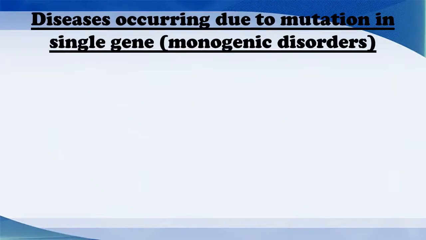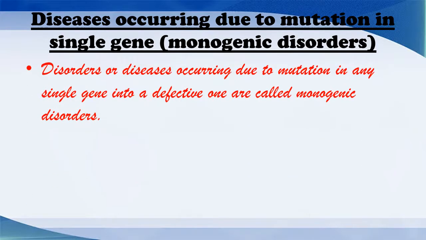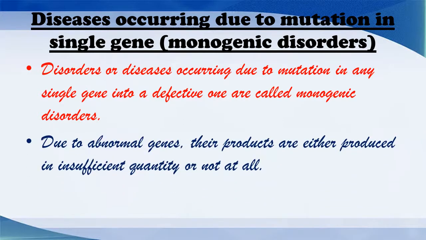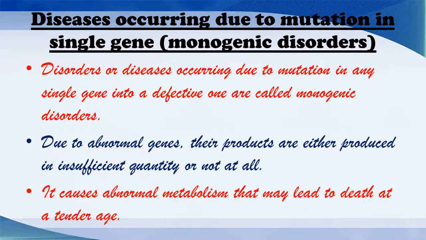Okay, now let's understand the monogenic disorders. Disorders or diseases occurring due to mutation in any single gene into a defective one are called monogenic disorders. Approximately 4,000 different disorders of this type are known. Due to abnormal genes, their products are either produced in insufficient quantity or not at all, and it causes abnormal metabolism that may lead to death at a tender age. So this is all about the monogenic diseases.